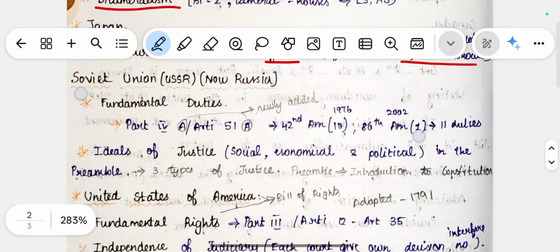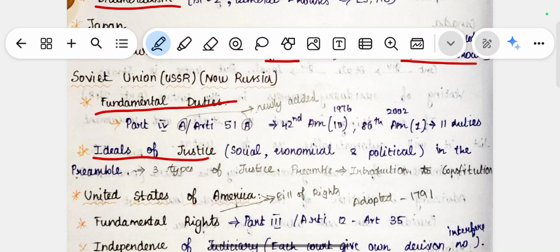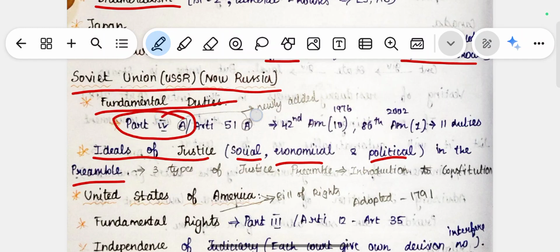The next one is the Soviet Union, now Russia. Before it was the Soviet Union, USSR. The concept of fundamental duties and the ideals of justice. There are 3 types of justice: social, economic, and political, which are mentioned in the Preamble. These concepts are taken from the Soviet Union of Russia. The fundamental duties are dealt with in Article 51A, which was added in the 42nd Amendment Act of 1976.